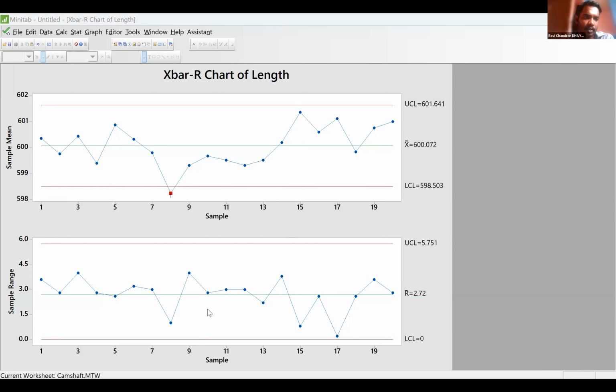What does it mean? Tell me, what does range represent? I told you, I have typed it already. Compared with the previous sample. Subgroup range. Range means subgroup range. What is it actually representing? Within shift variation. Very good. The first range represents the variation in the first shift. The second range represents the variation in the second shift.